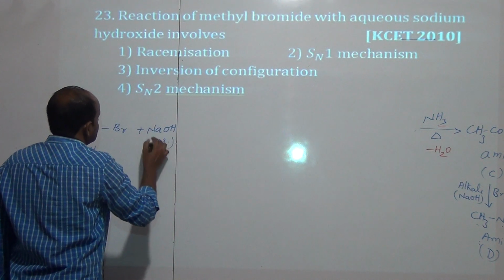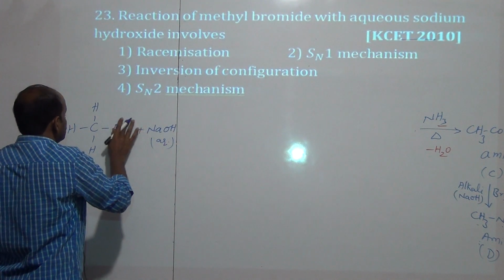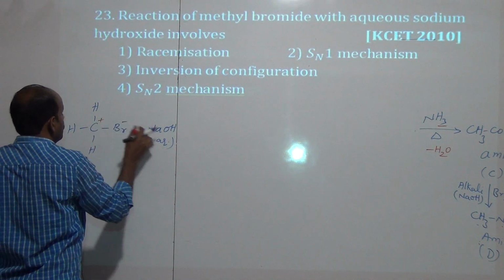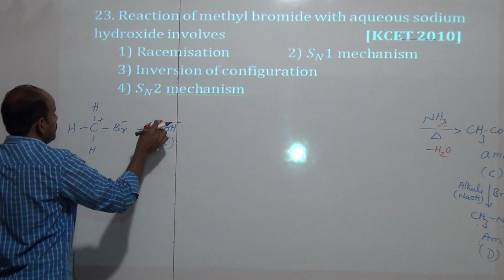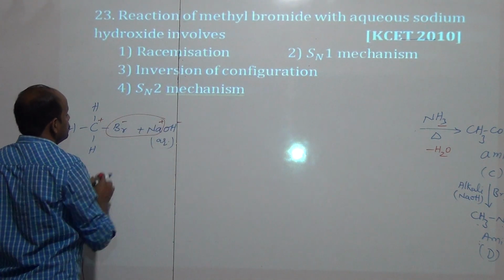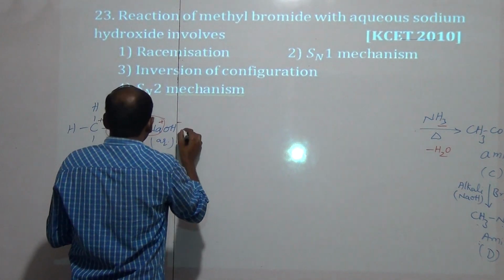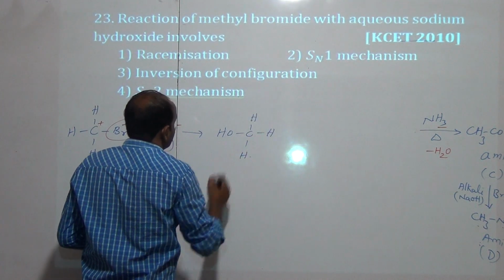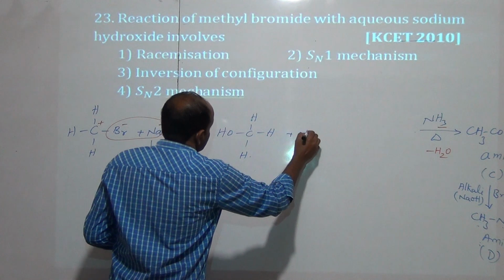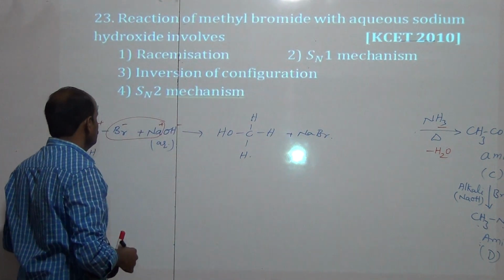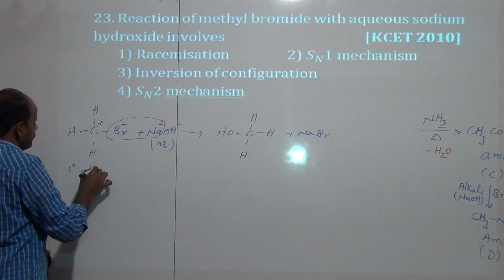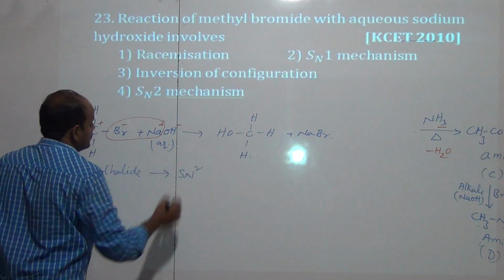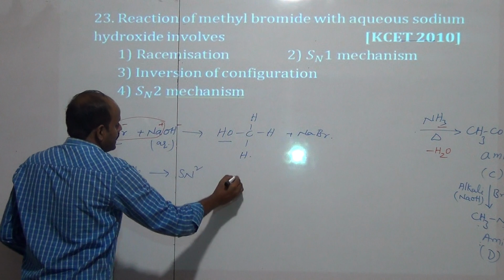NaOH. It is a substitution reaction. Here Br minus and Na plus OH minus. Then NaBr is removed, and we get methyl alcohol along with NaBr. This is a primary alkyl halide. It proceeds through the SN2 mechanism. Then the configuration is inversion of configuration.